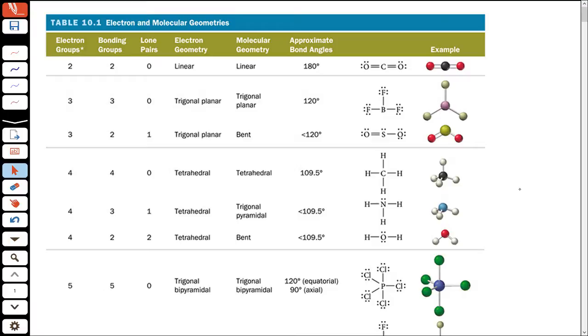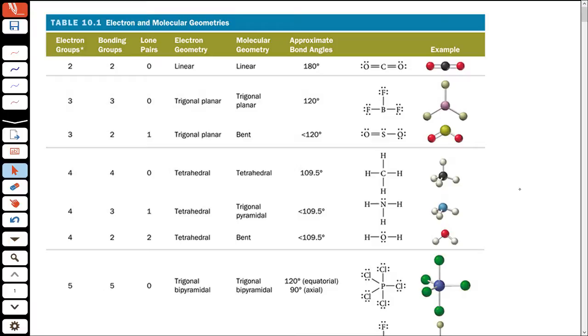So we define 2 different ideas, the electron geometry and the molecular geometry. The electron geometry is the consequence of this idea of electron pair repulsion. If everything wants to be as far apart as possible, what shape do you get? So if you have 3 groups, they all want to be as far apart as possible, you get a trigonal planar arrangement. If you have 4 groups, they all want to be as far apart as possible, you get a tetrahedral arrangement. And so on, and we'll get into the bigger ones later.